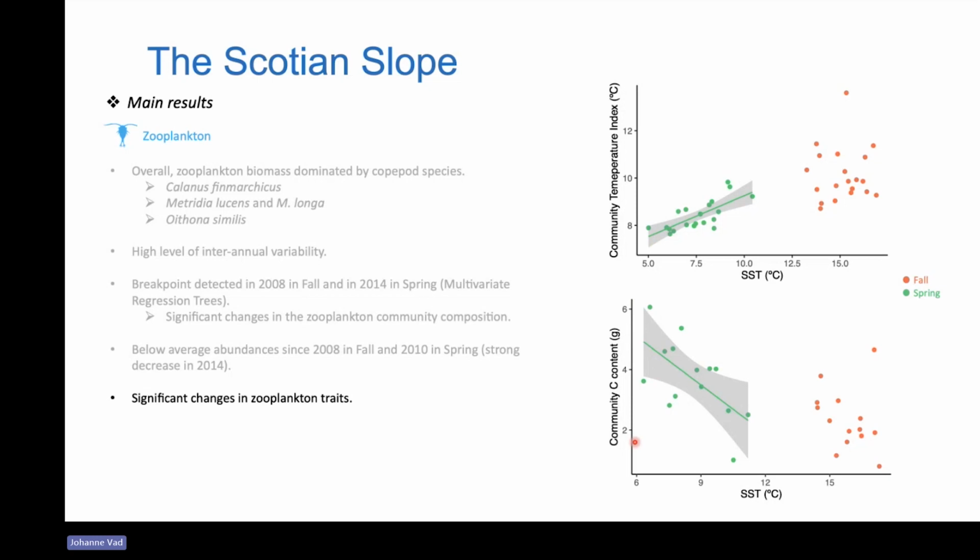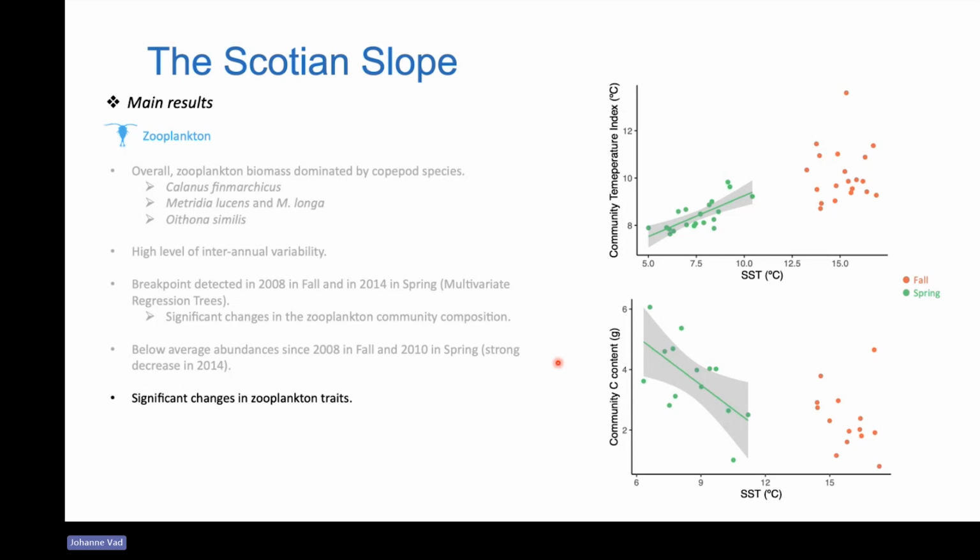We also calculated the overall carbon content of our community. And here we see the opposite. We have a quite strict decrease in carbon content with increase in sea surface temperature. Again, for the spring data, the fall isn't really showing us a similar trend. And this means that as the temperature has increased in our study region, we see an increase in warm water species that are poor in carbon overall.